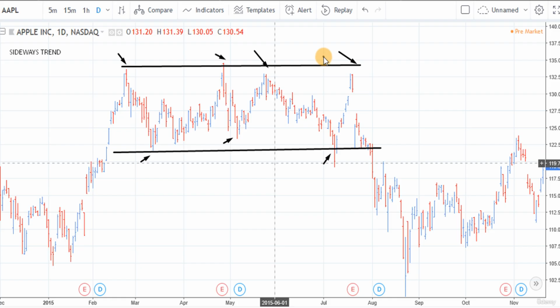In addition to the direction, trend is also defined in terms of their length. That we will learn in the next lecture.